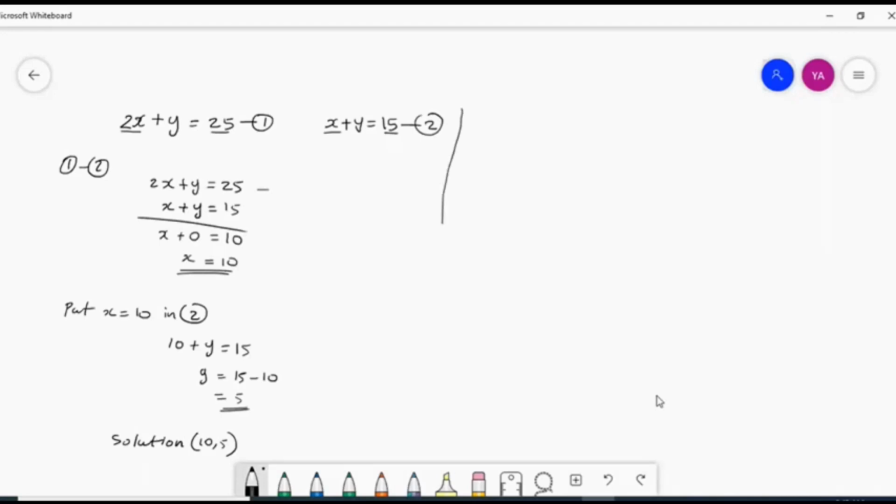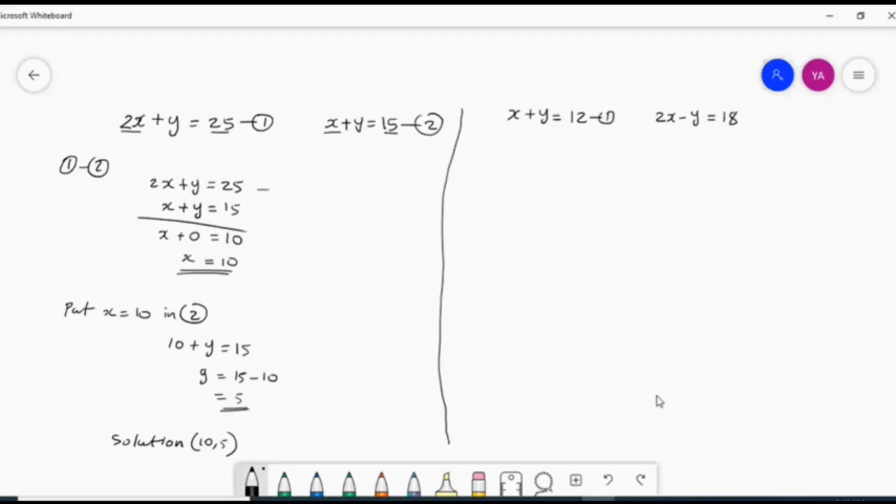One more problem we do here, almost similar. The question is like this: the first equation is x plus y is equal to 12, and the second equation is 2x minus y is equal to 18. If you subtract or add, can we cancel one of the variables here?